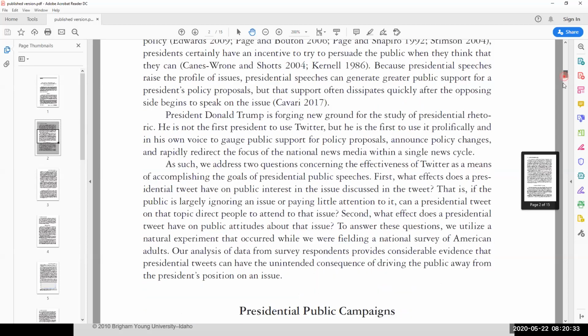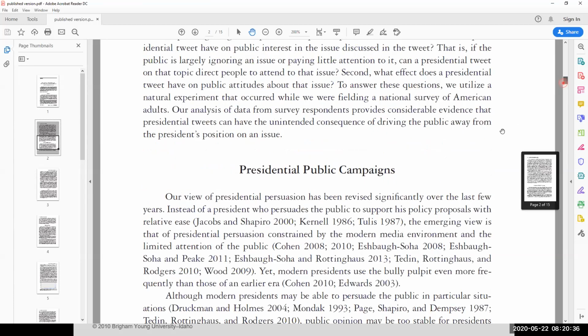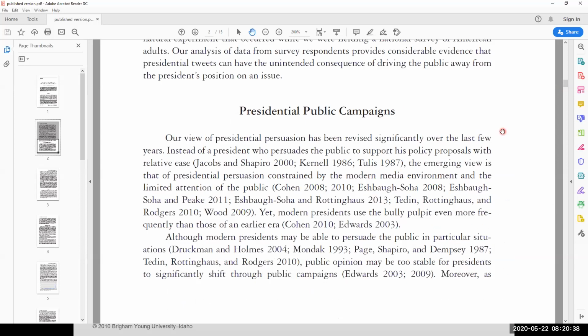So here we go. Literature 1. Presidential public campaigns. There's this whole literature about going public and what it means. Here's a broad overview sentence. This is my literature 1, right? When the president goes public. And you see, nice sentence.